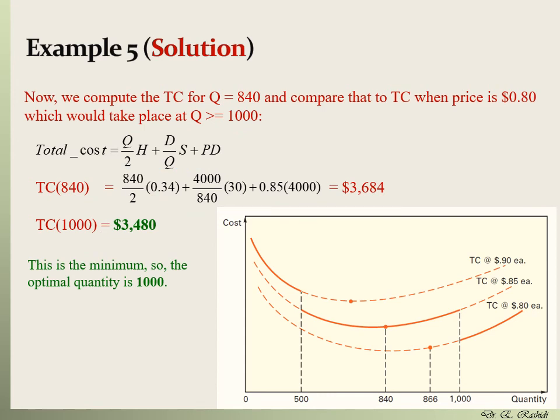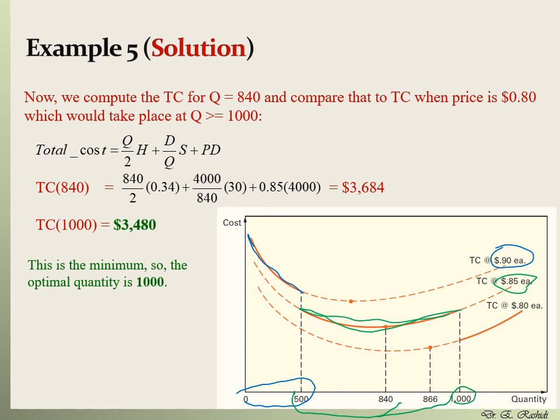We can also plot the total cost curve for this problem, because we're going to have different price ranges, so we're going to have a different curve for each as well. If they order between 0 and 500, the total cost will be this part here, and that would be at the price of 90 cents each. If they order between 500 and 1,000, the price would be 85 cents, and the total cost curve would be this one.